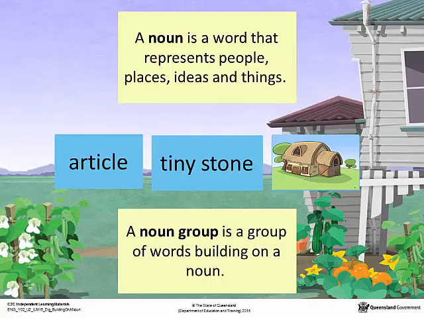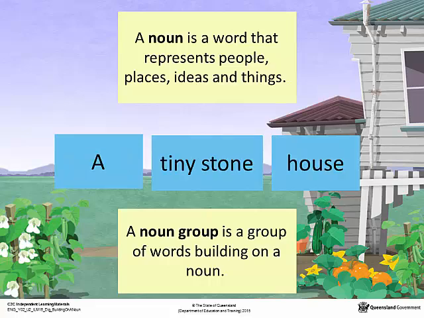It leads us to the noun and helps to explain it. A, an, and the articles usually sit before the noun in most written sentences. The words tiny and stone help to describe the noun house. We call them describing words or adjectives. So the words a tiny stone house give us a picture in our head of what the house would look like. These words have built on the noun house and are called a noun group. A tiny stone house.